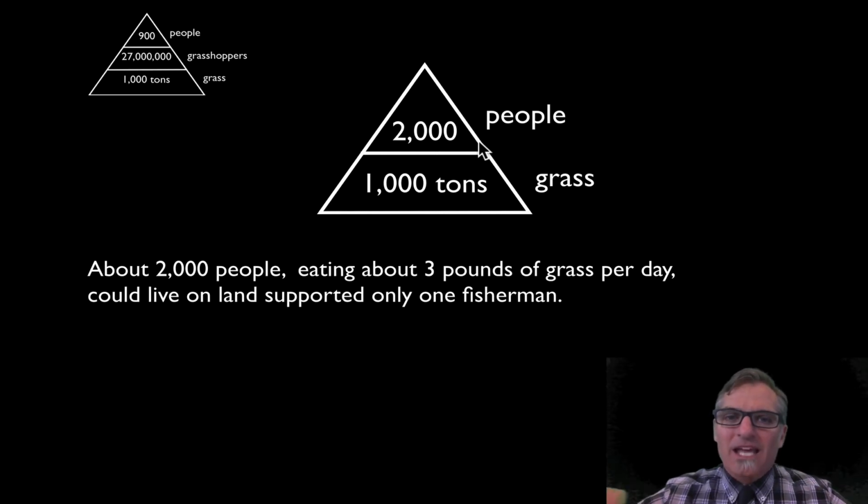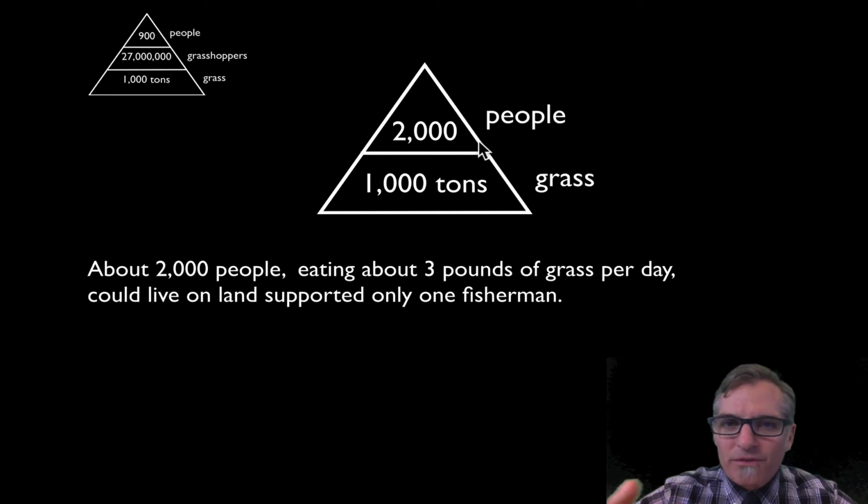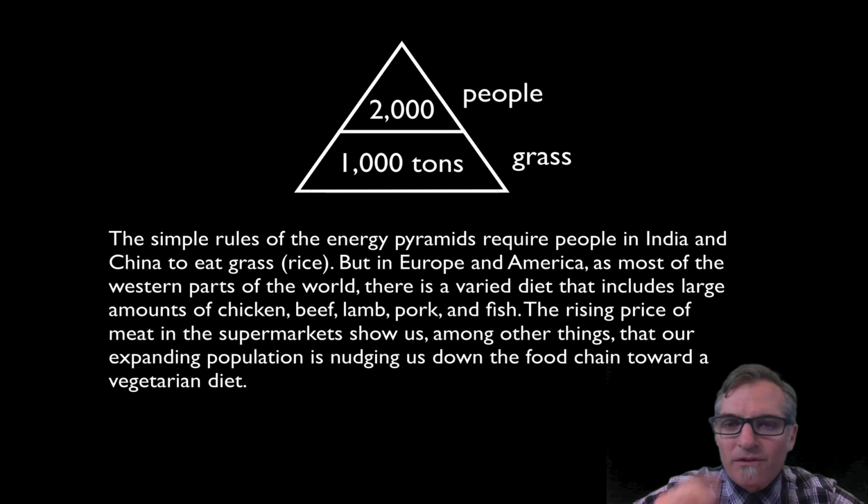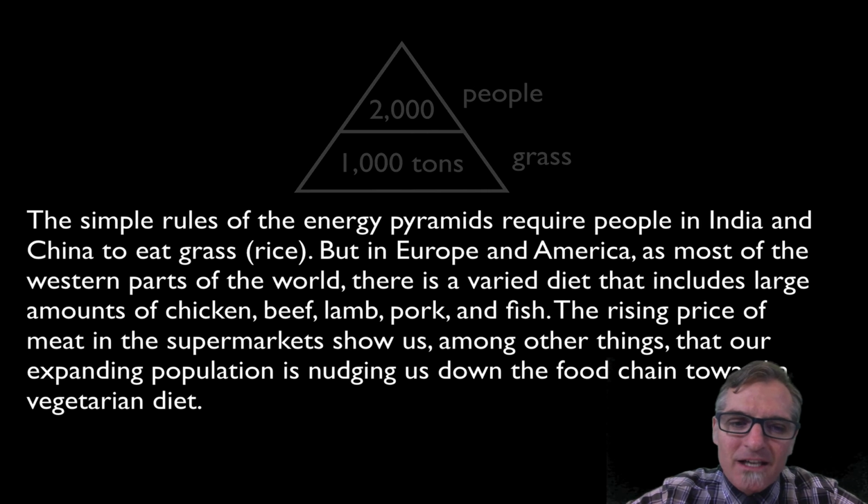So remember, on the same piece of land or the same space that all those producers are growing, that 1,000 tons of grass that supported 1 fisherman, now if you were to remove those 3 trophic levels, it's going to support 2,000 people. So again, this was the last paragraph of the article that I read, so I'll just read it to you here. It says this: the simple rule of the energy pyramids require people in India and China to eat grass and rice.